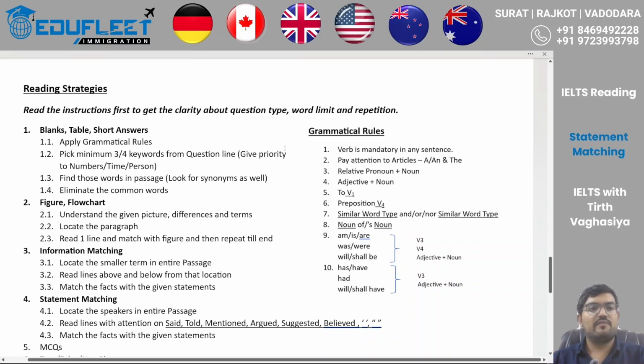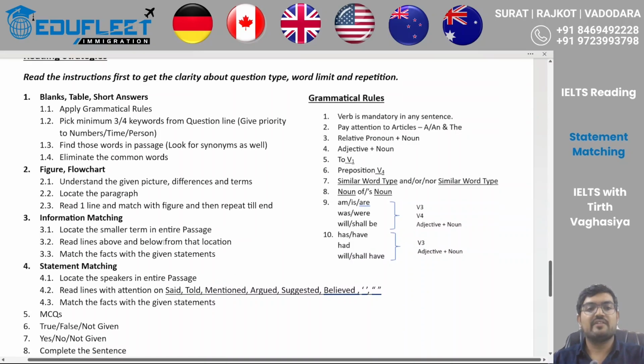So in our lecture, we are going to look at the question type statement finding. Right? In other words, it is also known as statement matching. As we have discussed in our last lecture, there is a minor difference between information matching and statement matching.